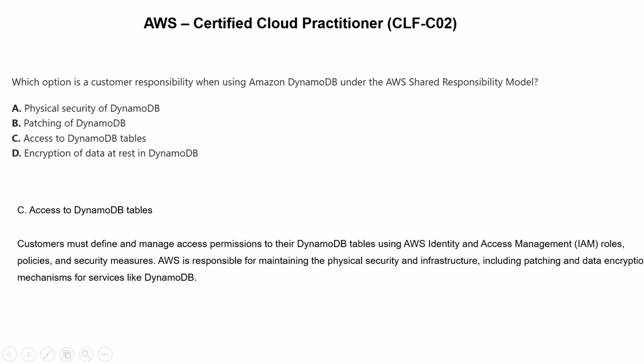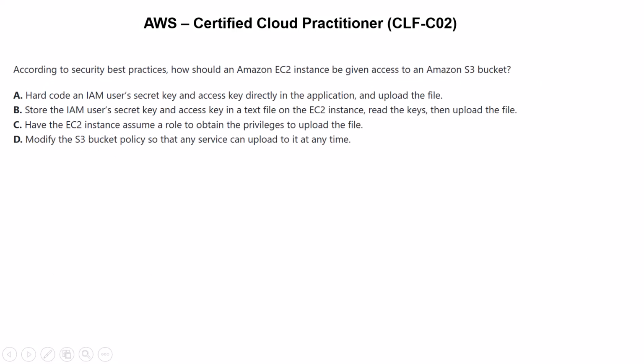like DynamoDB. Next question. According to security best practices, how should an Amazon EC2 instance be given access to an Amazon S3 bucket? Options. Option A. Hardcode an IAM user's secret key and access key directly in the application and upload the file. Option B. Store the IAM user's secret key and access key in a text file on the EC2 instance, read the keys, then upload the file.